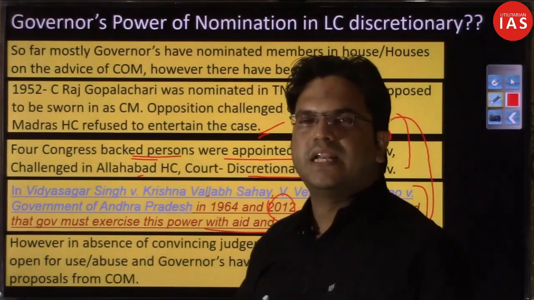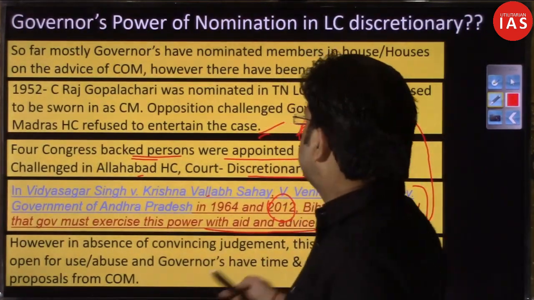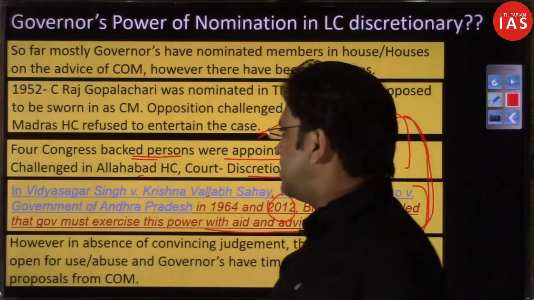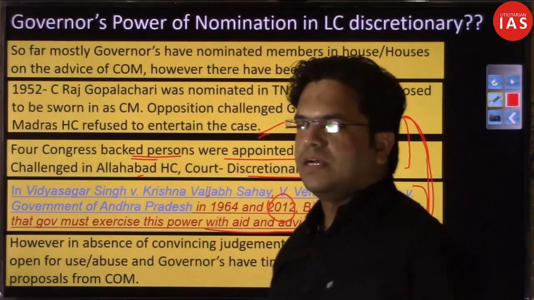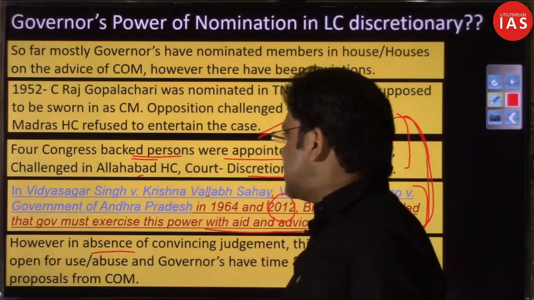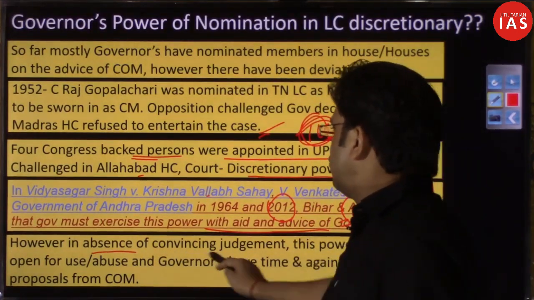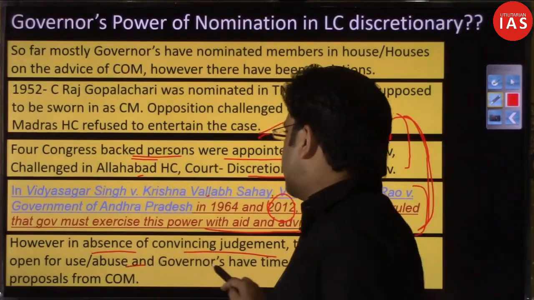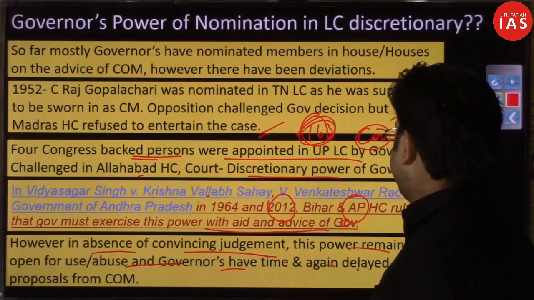So there has been a lack of consistency in the decisions of the High Courts, and the Supreme Court has not done anything in that regard. So in circumstances like that, where you do not have a convincing judgment, this power remains open for use and abuse, and governors have time and again delayed.